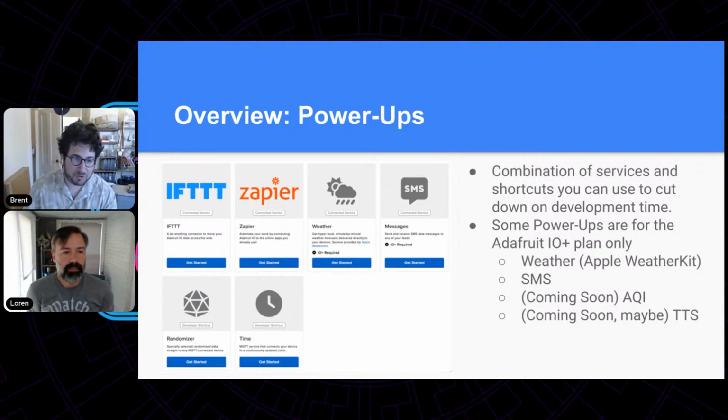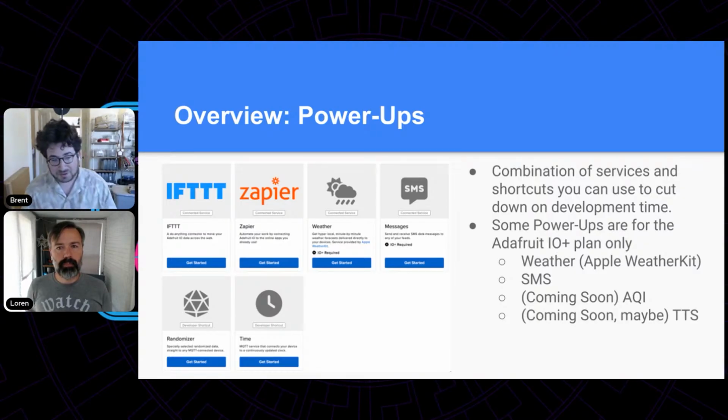All right, cool. And then Lauren briefly just showed this. So there are power-ups. There's the weather, a service that uses Apple WeatherKit. Messages, which we showed, which is SMS. We also have a time service that connects your device to a clock that synchronizes to your time zone, which is really nice. So these are things that we're providing to you through Adafruit IO.